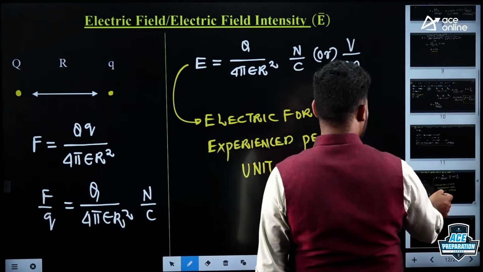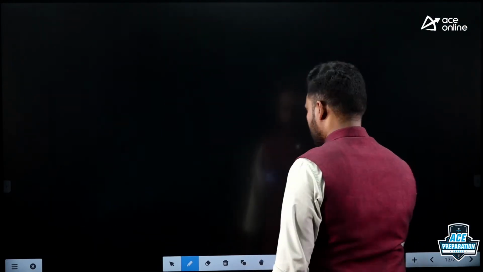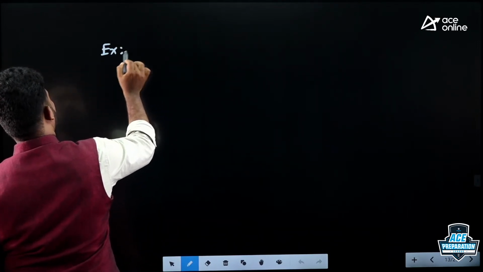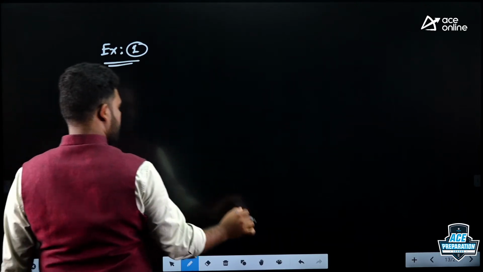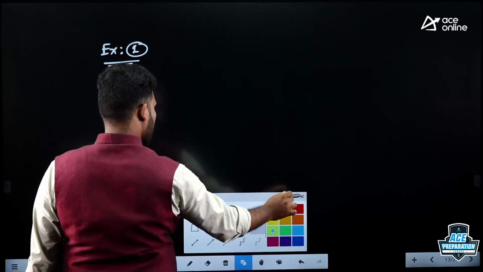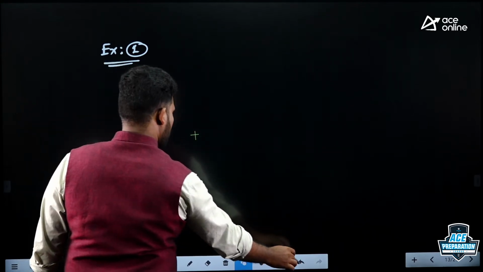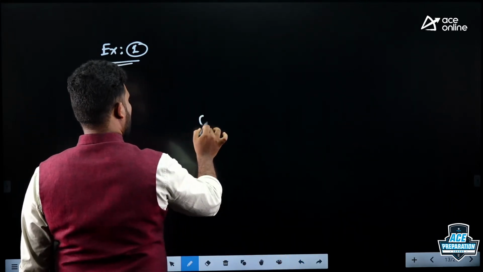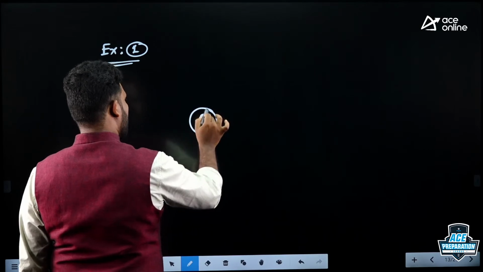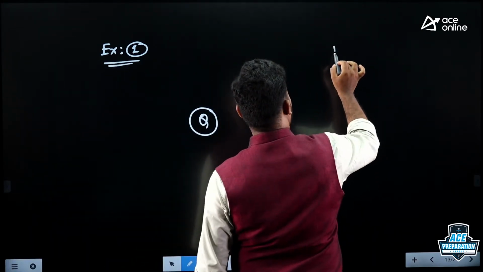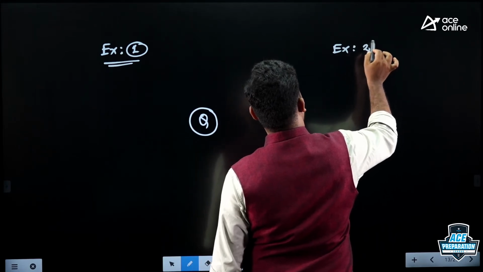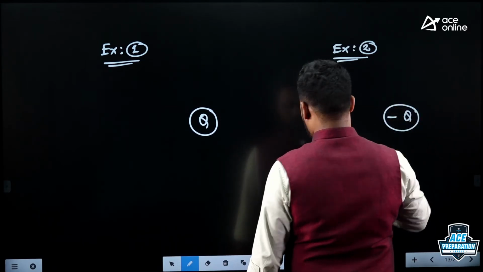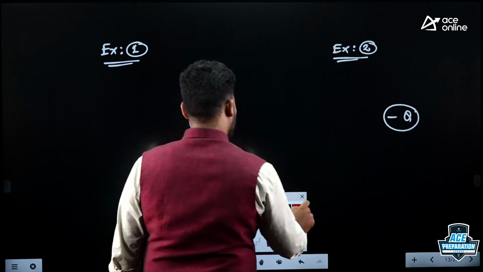I should add one more point here. Let us take one example. Suppose it is a positively charged one: for a positive charge, the electric field is radially outwards. If it is a negatively charged one, the electric field is radially inwards. You have to remember these things.